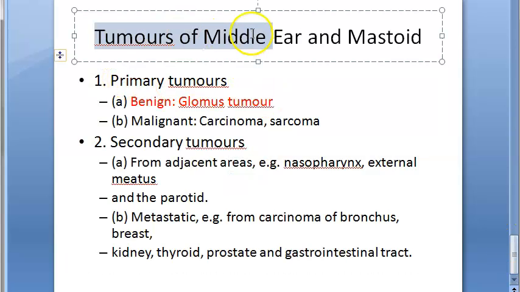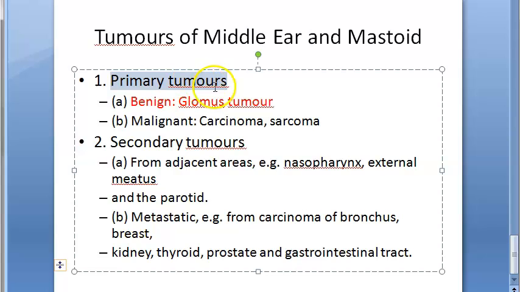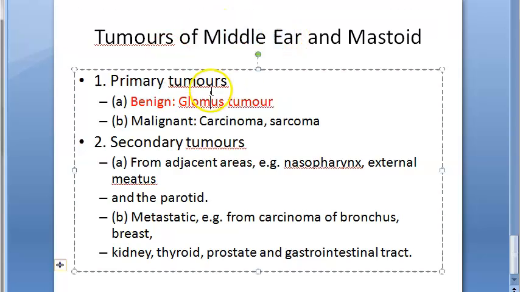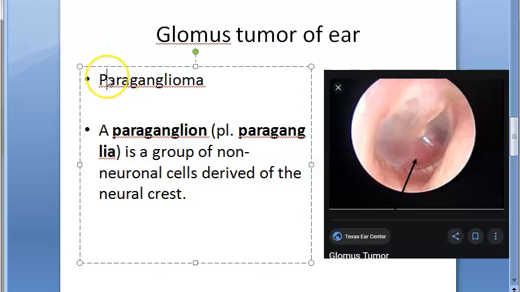So in tumors of middle ear, you have primary tumors. In that benign tumor, you have glomus tumor. So glomus tumor is a benign condition of the middle ear, right? Where from the glomus bodies, you will see this tumor arising, right? There are two types here, glomus jugulare and glomus tympanicum. This tumor consists of paraganglionic cells which are derived from the neural crest. What is it? It is consisting of paraganglionic cells.